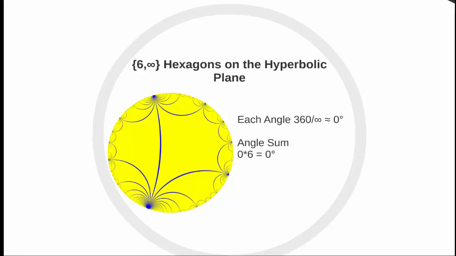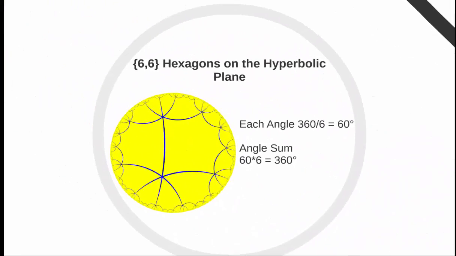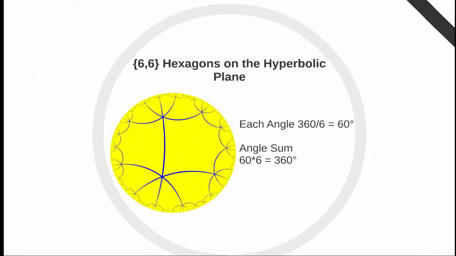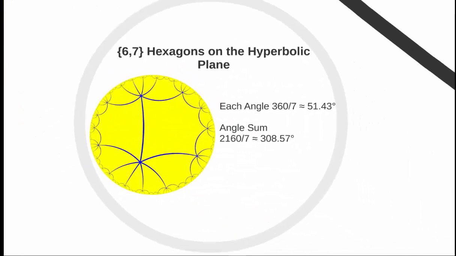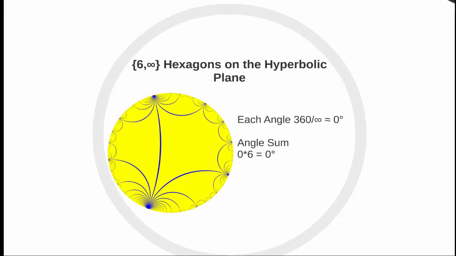And finally, we have 6, infinity, where we have taken the vertices and they are approaching the edge of the Poincaré disk. So 360 divided by infinity approaches 0, which means our angle sum for the whole polygon is actually 0 degrees. I think it's interesting to note that as you're switching between the different tilings, the vertex is slowly getting closer and closer to the edge of the plane until you finally approach infinity, where it is actually at the edge.